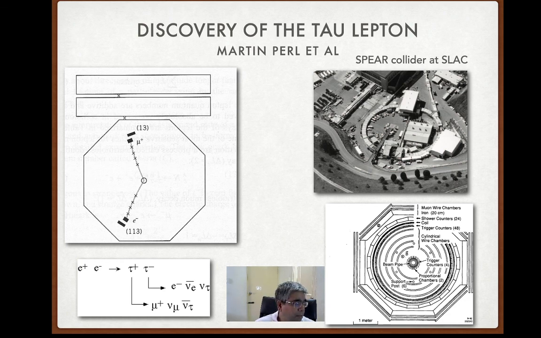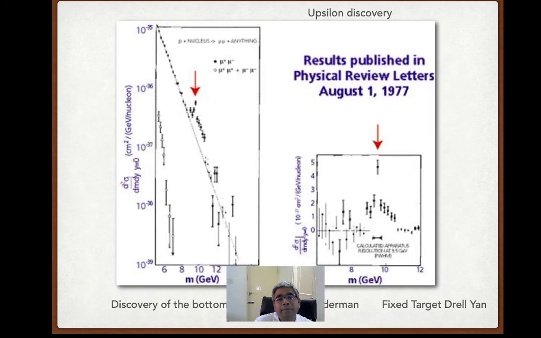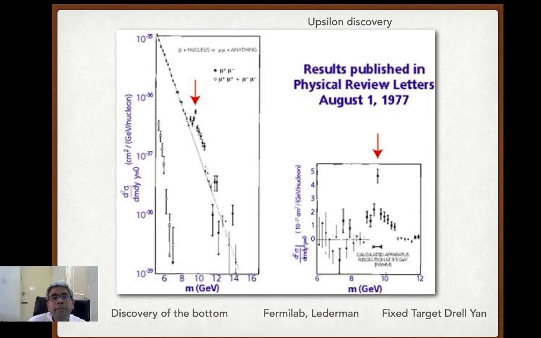So in 1977, they found another particle, which they called the bottom quark. This was discovered in Fermilab. They were not sure whether it was a charmonium or something else.